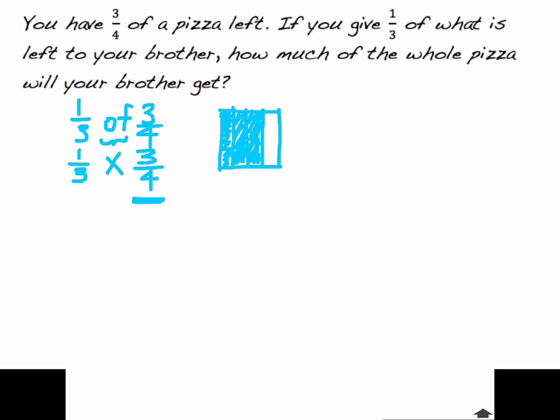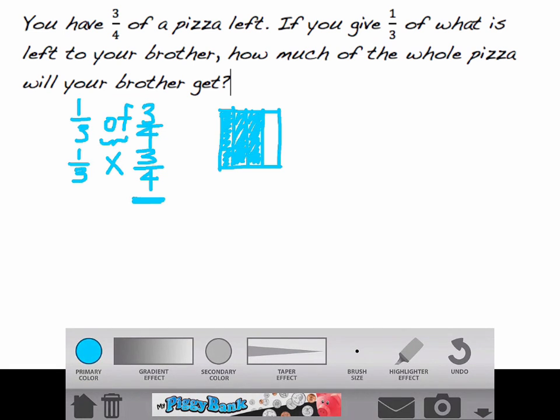Next, I'm going to multiply using the area model, but we're going to multiply using horizontal strips. So that's why it's super important we have our vertical and our horizontal, and we're going in the same direction when we represent the 3/4 and the 1/3. So I'm going to change colors.